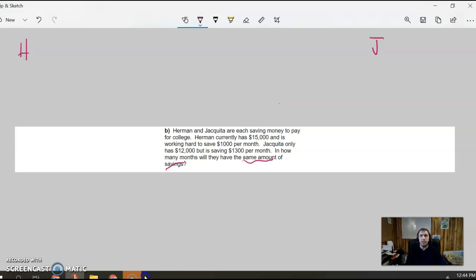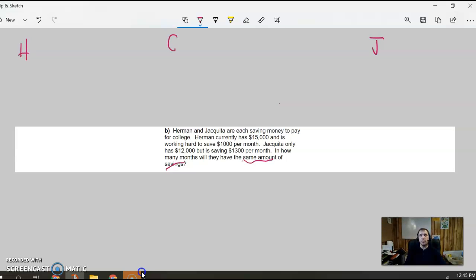So let's read through that. Herman currently has $15,000 and is working hard to save $1,000 per month. Jaquita only has $12,000 but is saving $1,300 per month. Okay, so one has more money to start with, but one's saving more money each month. You can imagine hopefully one of them will catch up to the other, right? So let's try to dig into this problem by just guessing.